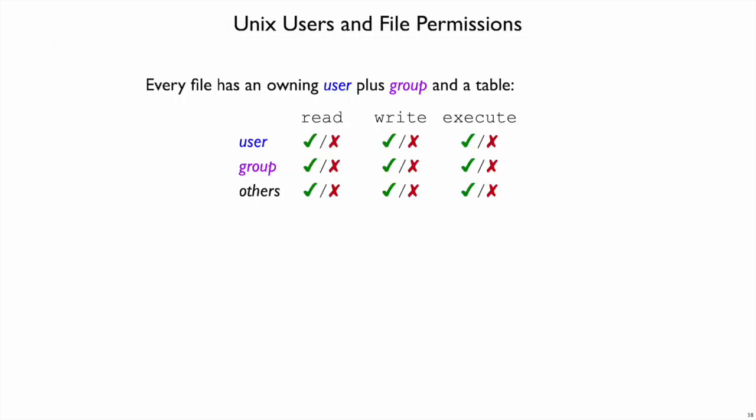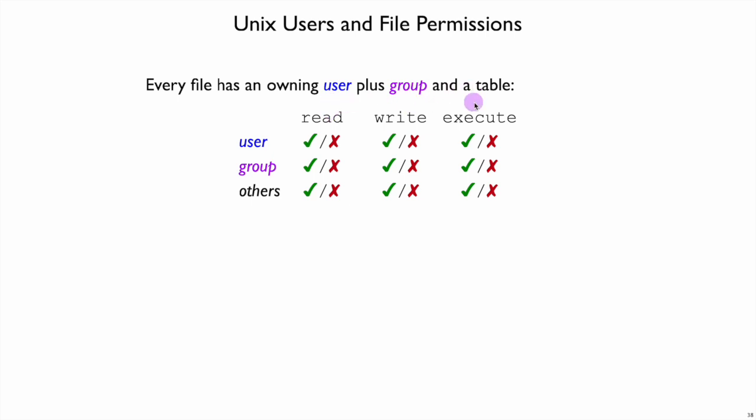In general, every file on Unix has an owning user and an owning group and a table. For every file, you get to pick one user and then specify the access that that user has. You get to pick one group and specify the access that that group has, that is, every user that's in the group. And then you also get to specify what any other user who's not that user or in that group, what sort of access they have to the file. For each of these three categories, a file can either be readable or writable or executable.